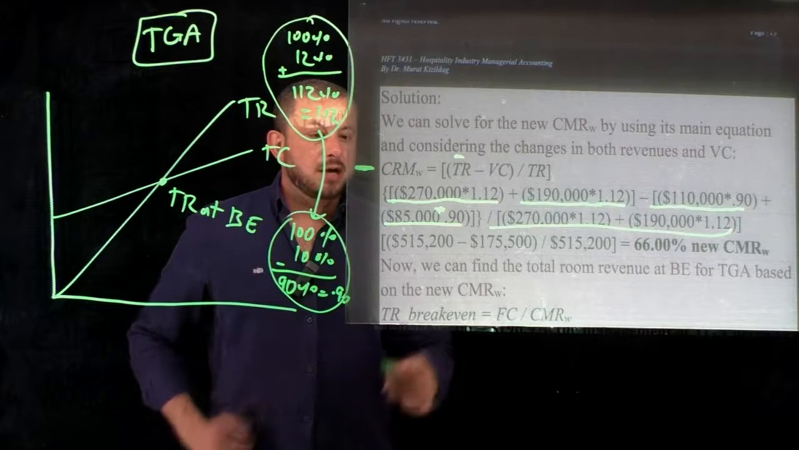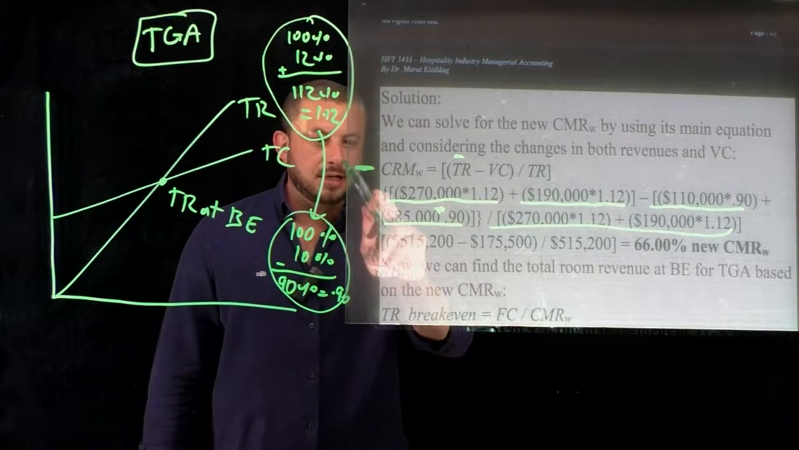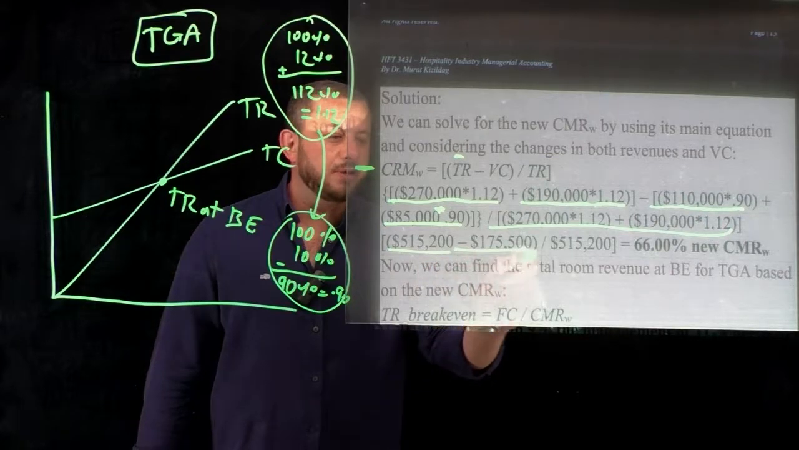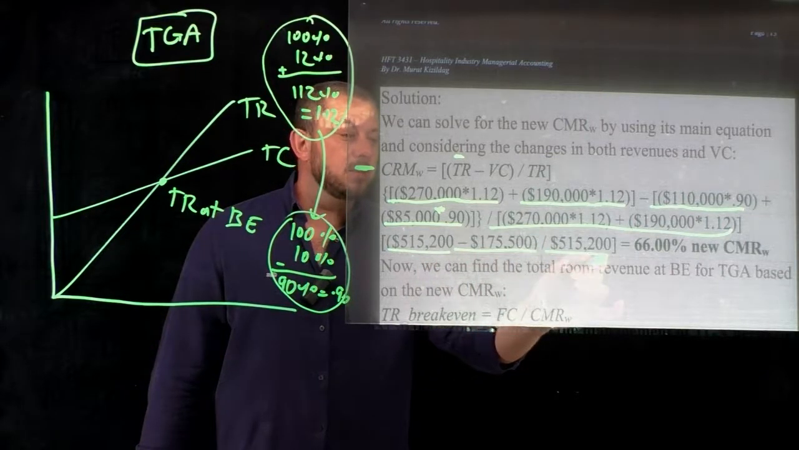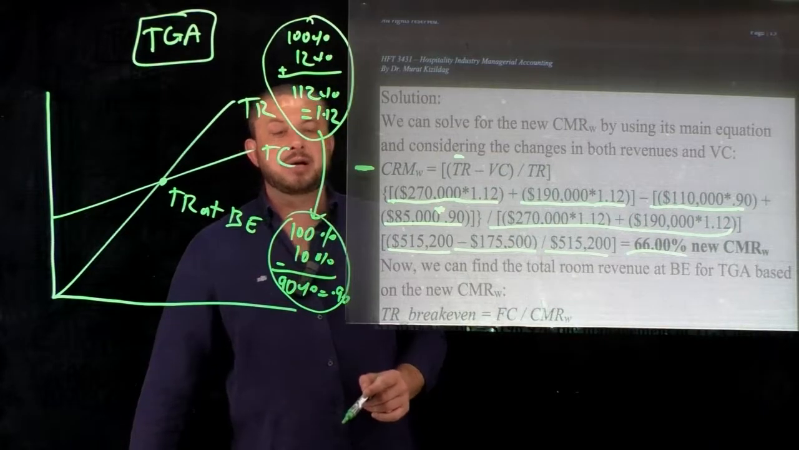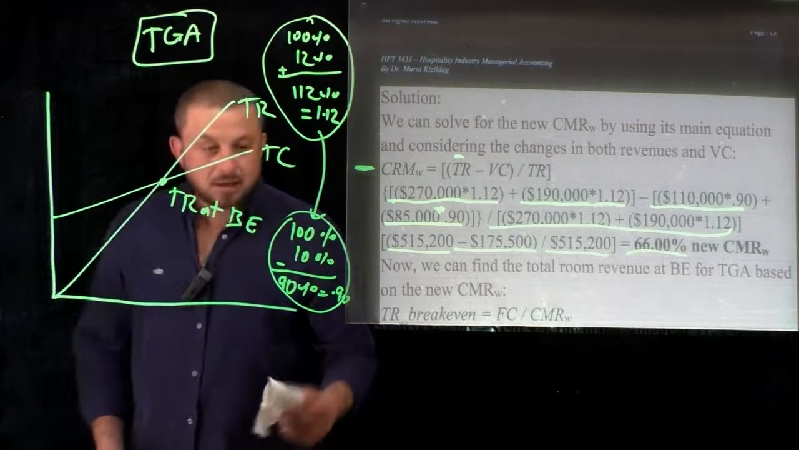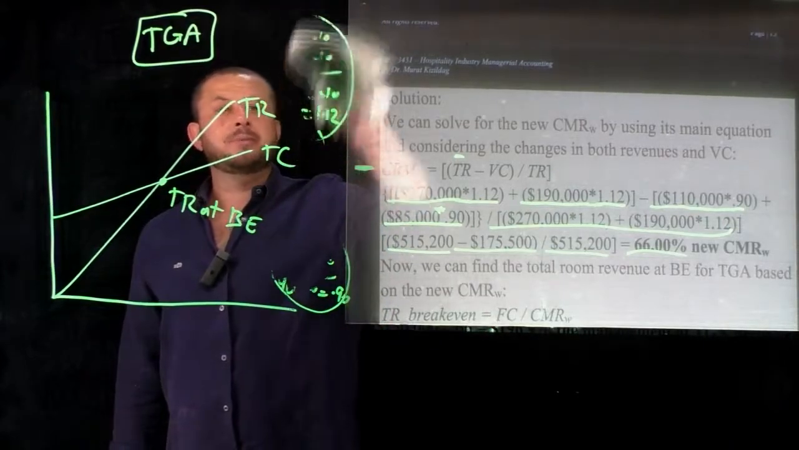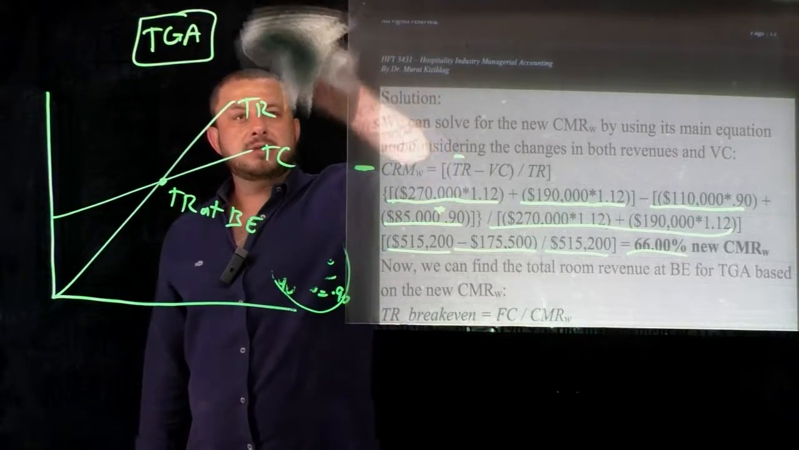So I can reduce this equation as 515,200 minus 175,500 over 515,200, and 66% becomes my new CMRW because of those changes, and you know what they are. I don't have to repeat them again. Okay, so this is the new CMRW.